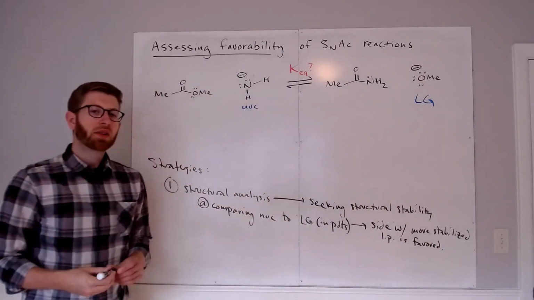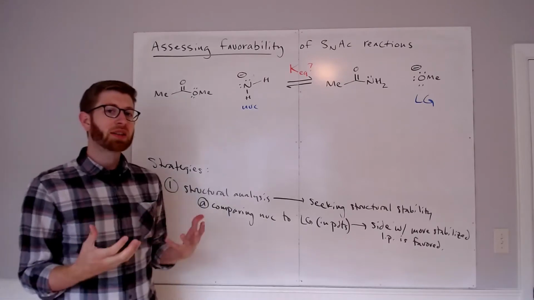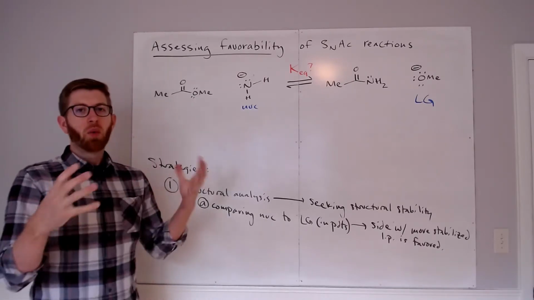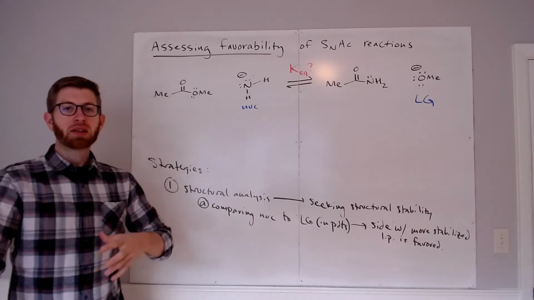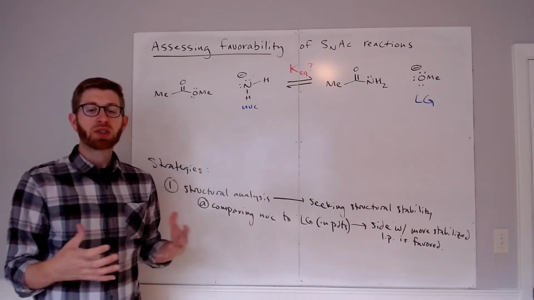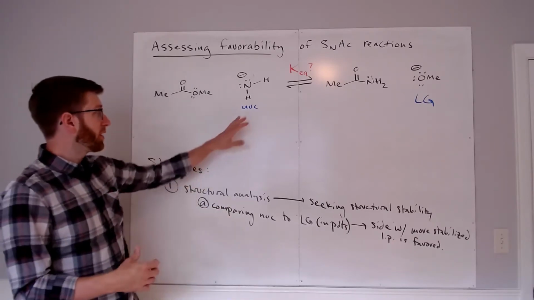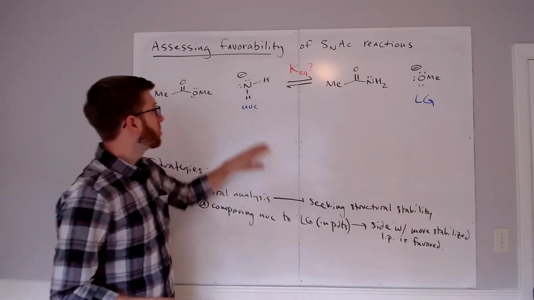This probably sounds a little familiar. This is essentially the same framework we used to start talking about acid-base chemistry. We were talking about, well, if you've got a base and a conjugate base, and you're assessing acid-base equilibrium, you're looking for which of those structures is more stable. Same idea here.